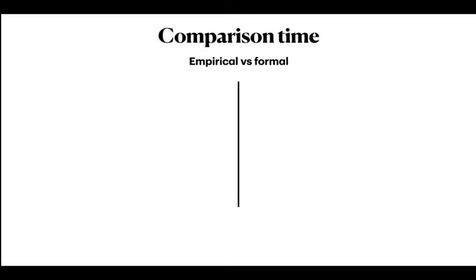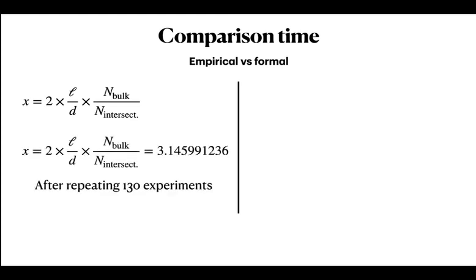So we've got on the one hand the empirical mathematics part, where we performed a bunch of experiments and recorded them and evaluated the following quantity, which is 2 times L over D times n bulk over n intersection, and we obtained after 130 experiments the value 3.1459912336. Again, here I'm not using any significant digit thing, so there would be something to be said on top of it here. Now, in formal mathematics, we have looked at something a bit more abstract.